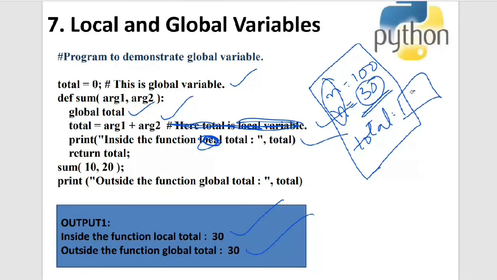When I say global total, total has become global, but you cannot have two global variables with the same name. So it will consider the same total and make modifications to it. I said total is equal to arg1 plus arg2. What happens is 10 plus 20, 30. So this global total is modified and it is taking in 30 now.